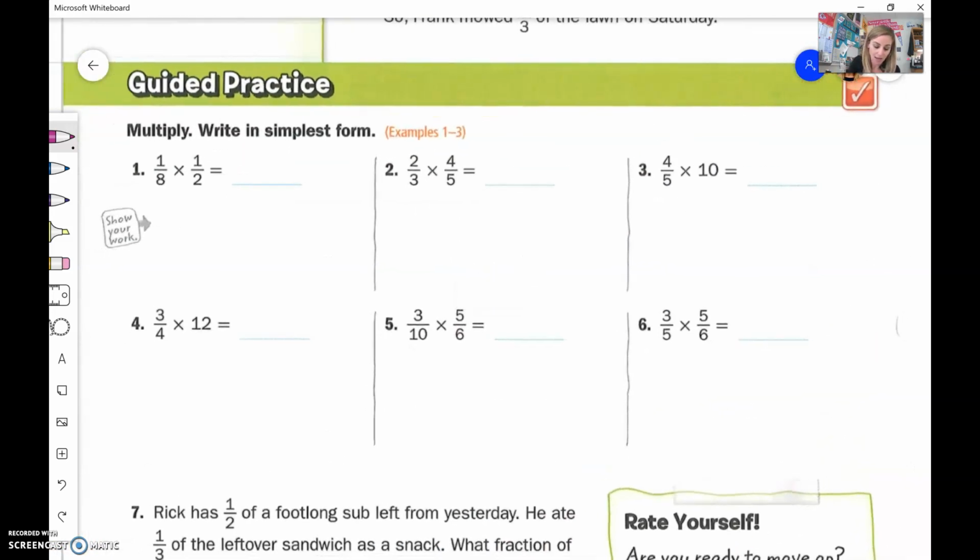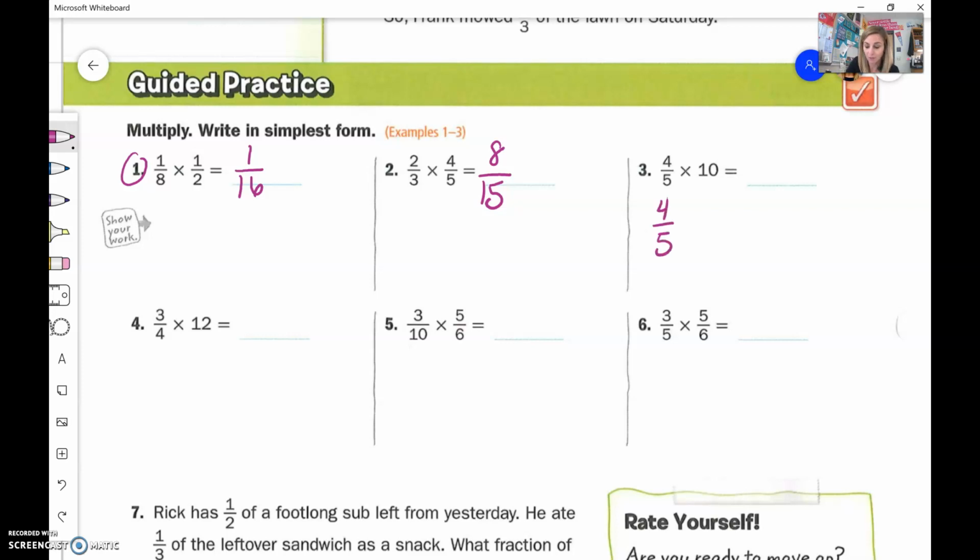So let's take a look at number 1. 1 times 1 is 1. 8 times 2 is 16. Do I need to simplify? Nope, it's as low as it'll go. Okay, let's take a look at number 2. Can I cross simplify 2 and 5? Nope. 4 and 3? Nope. So we're just going to go ahead and multiply across. 4 times 2 is 8. 5 times 3 is 15. Since I couldn't cross simplify in the problem to begin with, I'm not going to be able to simplify any farther at the end.